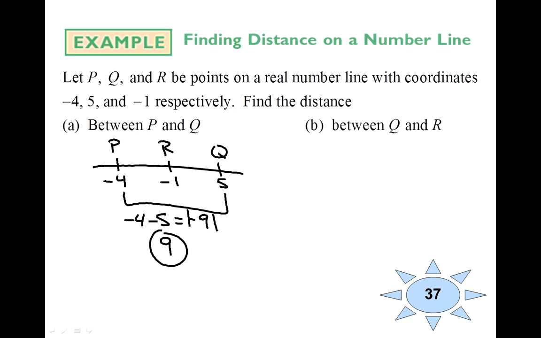And how about between Q and R? That's a 5 minus a -1. Don't forget those negatives. The answer here is not 4. The answer here is 6. All right, see how you do on 37.